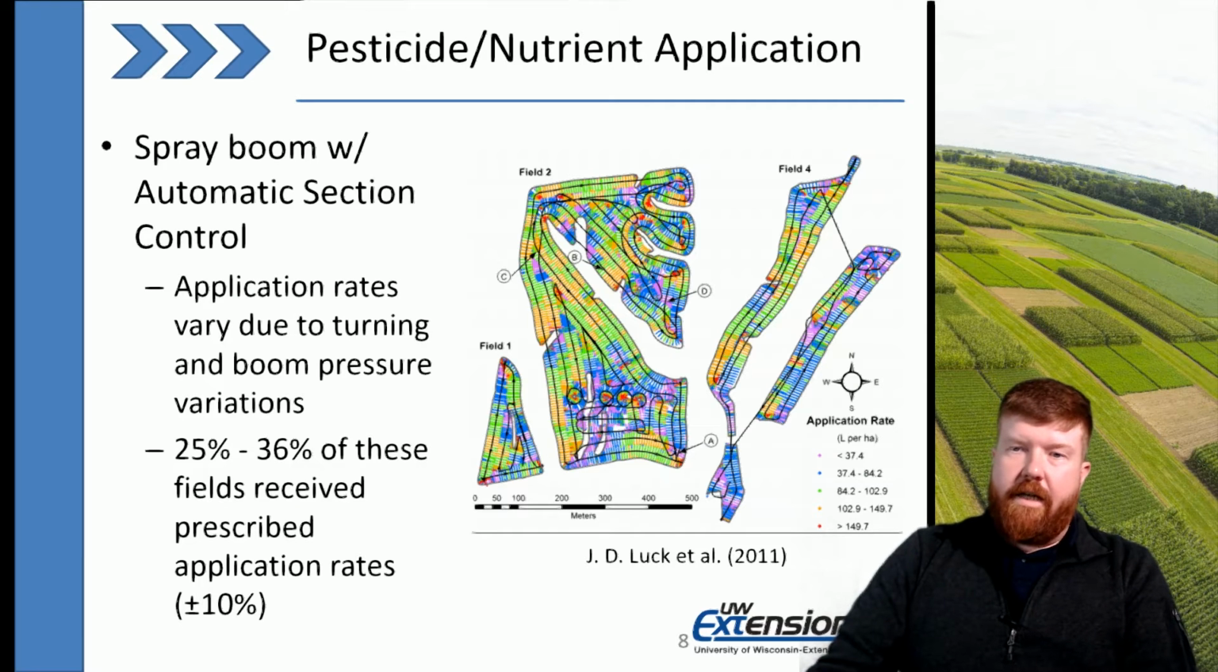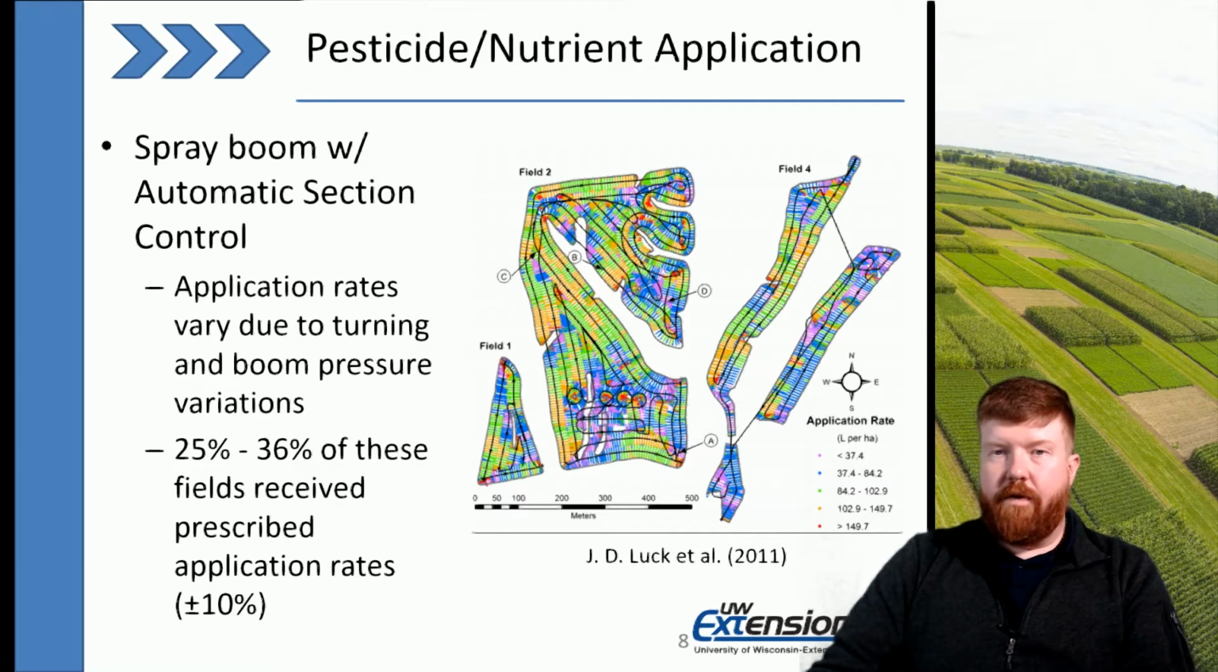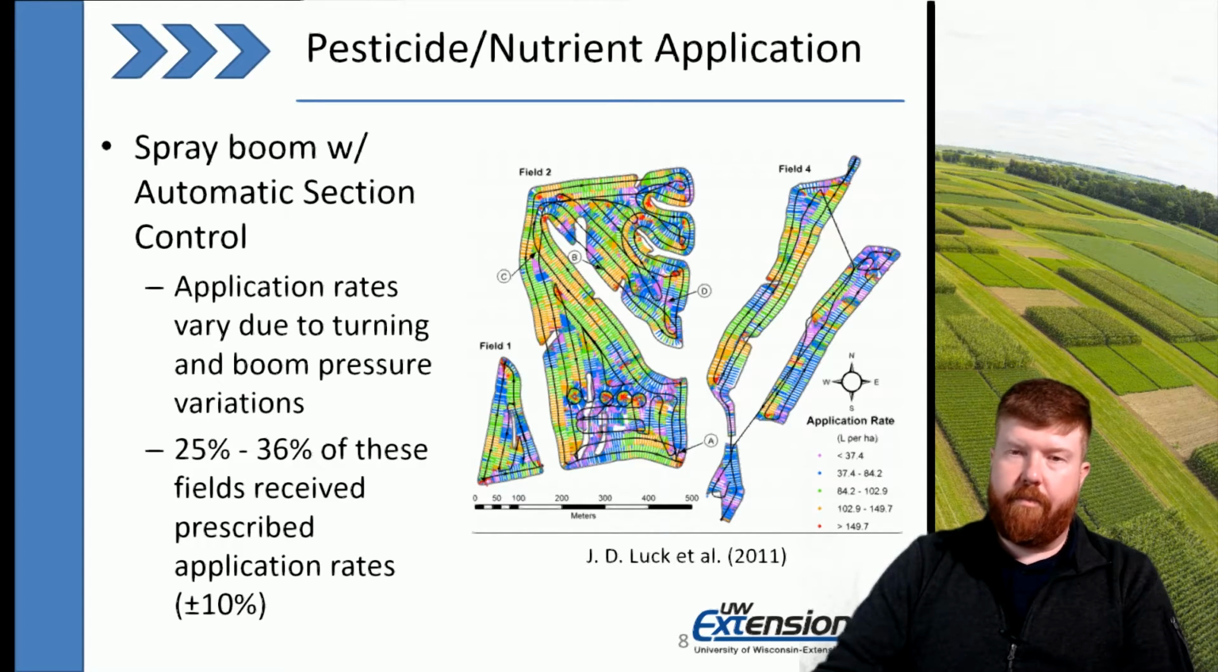So another thing with automatic section control that I've been talking about for a little while is that our applications vary due to turning and variations in boom pressure. So 25 to 36% of these fields receive the prescribed application rate. So something to think about when using that automatic section control is to minimize turning and make as many straight parallel passes as possible, and then it does speak to the benefits of variable rate application just for maintaining a constant application rate. The goal of that obviously would be to minimize chemical usage to essentially save you money on that end.